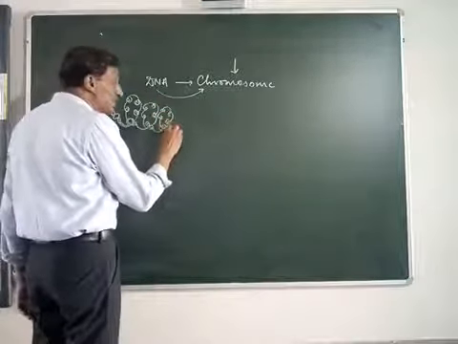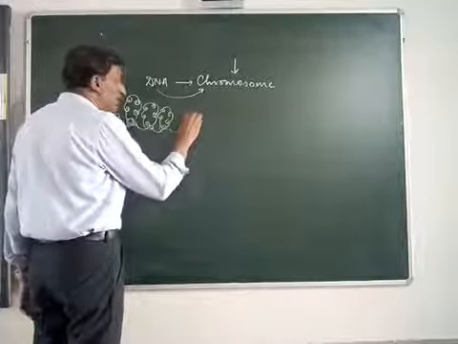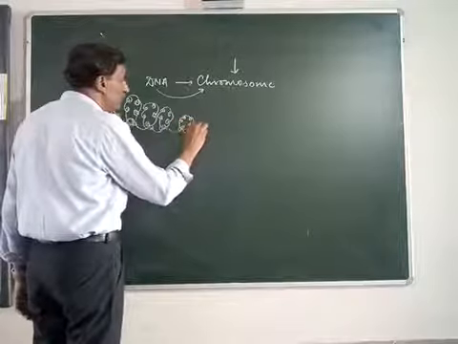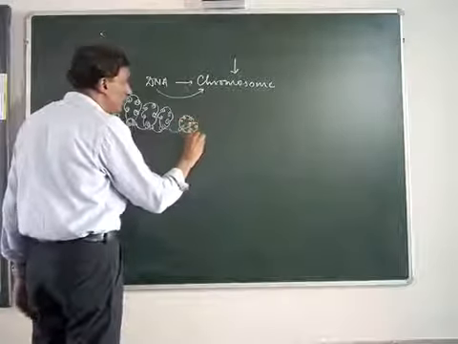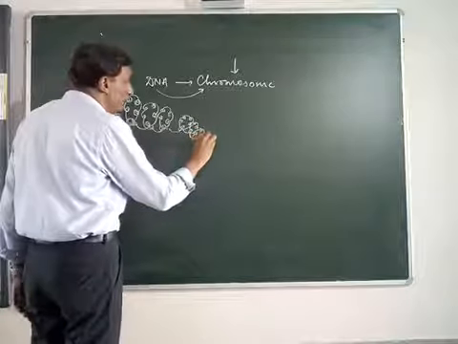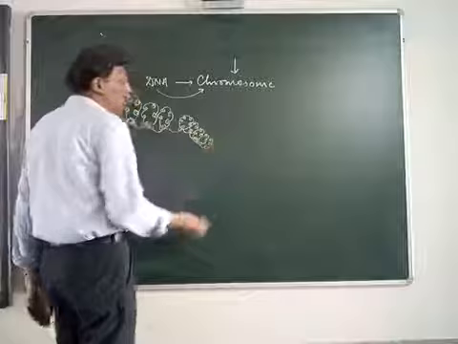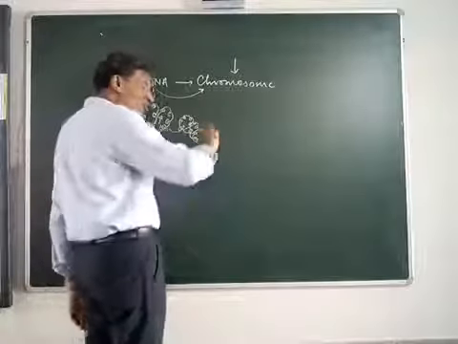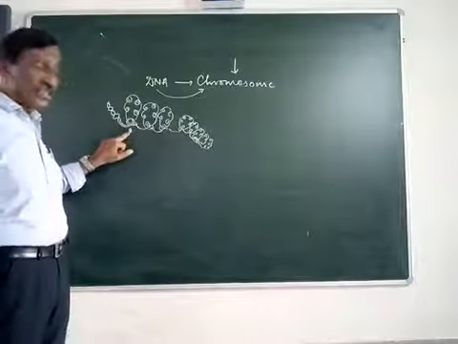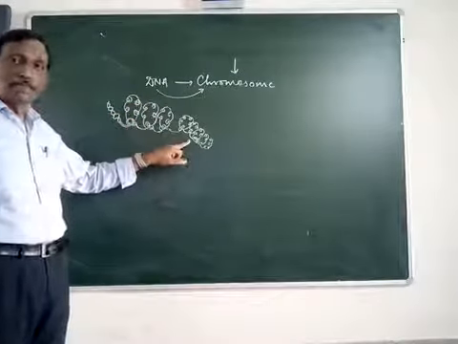Then this type of histone coil, which is given in the book as the bead on a string, further coils. And then they also coil. So how many times did coiling take place? First coiling in the histone, second coiling in the core, third coiling in the solenoid.